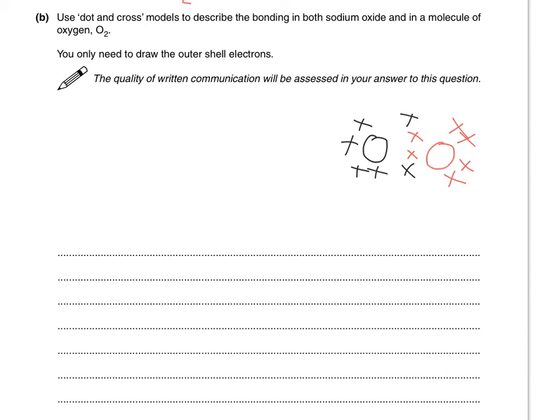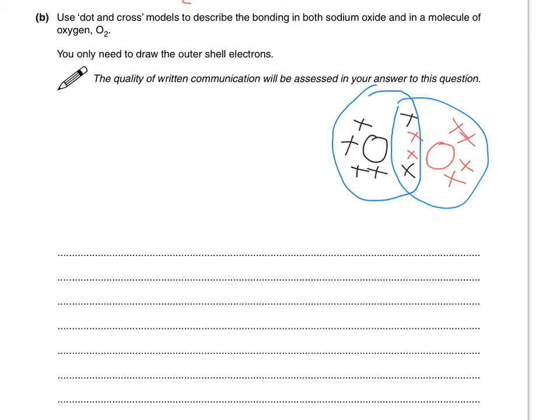Now they both want to be happy, and so the reason I've drawn it like this is because they need 8 electrons in their outer shell. So oxygen number 2 has got 8 electrons in its outer shell because it's sharing 2. And oxygen number 1 has also got 8 electrons in its outer shell because it is sharing 2. That is a covalent bond.